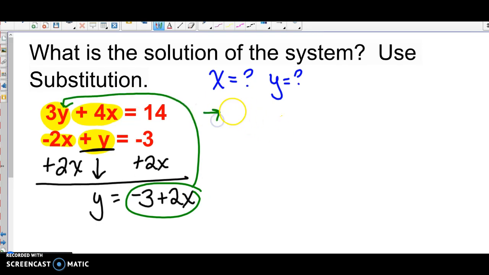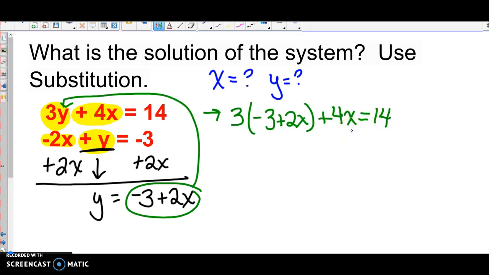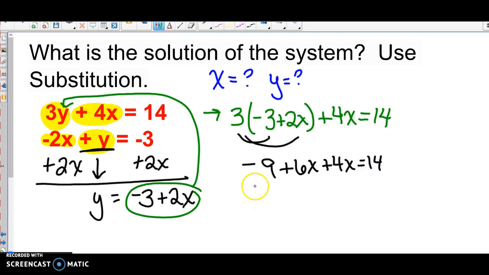So I now have, instead of 3 times y, I'm replacing y with negative 3 plus 2x. And then I'm going to add 4x equals 14. And then go ahead and solve that. Distribute, you get negative 9 plus 6x plus 4x equals 14. Combine like terms, you get 10x.